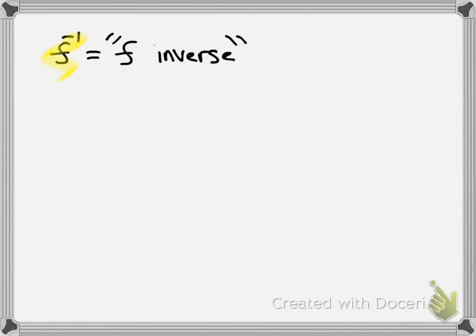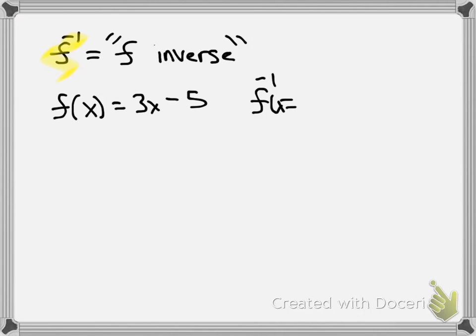It's going to look just like this, f negative 1, but it's read as the inverse of f or f inverse. So if you're trying to verify something as being an inverse function, and we're moving on to example number 2, we're trying to prove that this function f of x, 3x minus 5, has an inverse function, f inverse of x, equal to 1 over 3x plus 5 over 3.